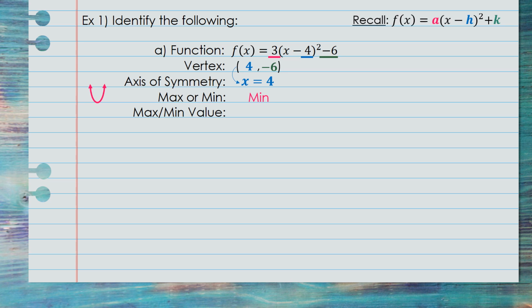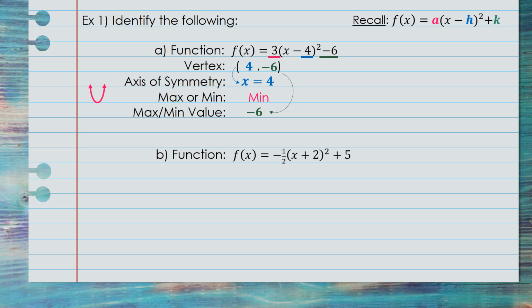The last part is to identify the max or min value. Well, the max or min means how high or how low. Again, think of which axis goes up and down. Well, that would be your y-axis, which means look at your y value from the vertex, and you will have your min value, which is a negative 6.